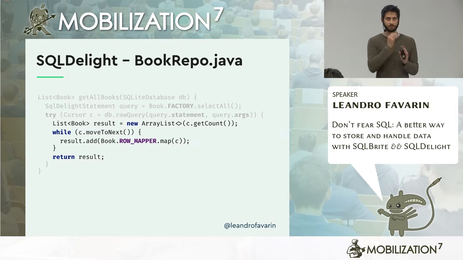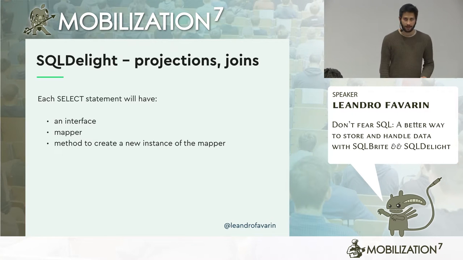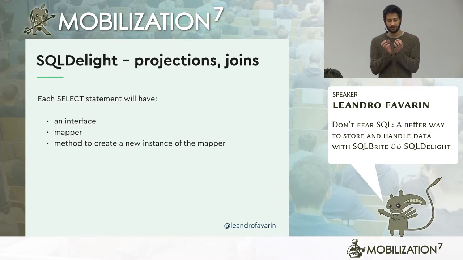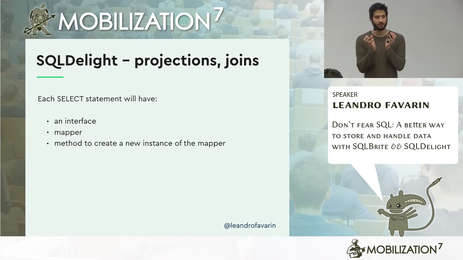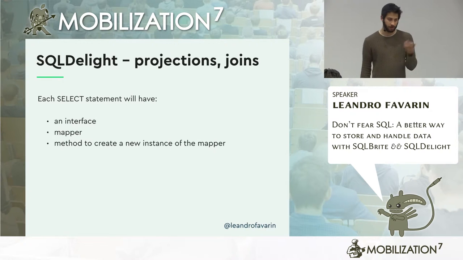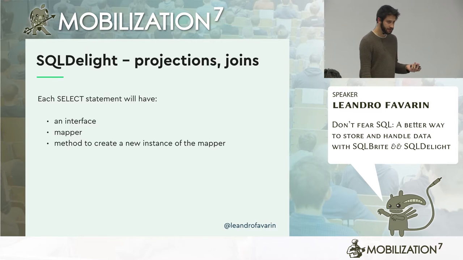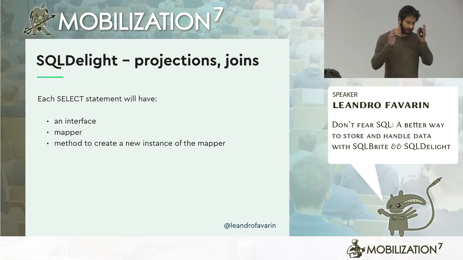But that's the simple canonical example of SQLDelight. There are more features that it does, for example, projections and joins. Basically, whenever you query a different set of items, it's going to create a new mapper because it has to know how to map between what you queried for and how to generate that. And so whenever you do a different projection or a join, it's going to automatically create an interface that contains a mapper and a method to create this at the factory, basically.